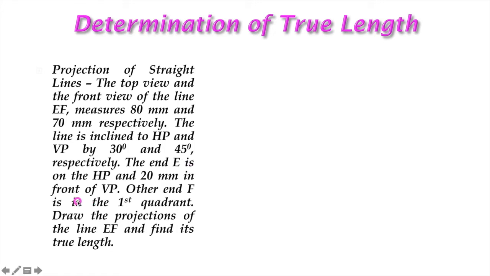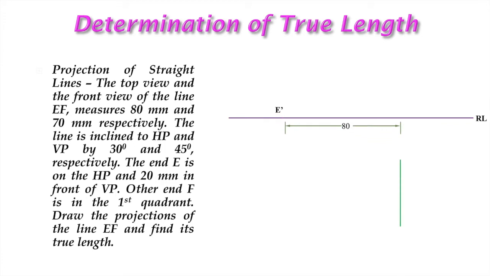The end E is on the HP, which means in the front view the point E should lie on the reference line. But in the top view, as it is in front of VP at 20 millimeters, we get the point E 20 millimeters apart from the reference line. So at first we start with point E and draw at an angle of 30 degrees.